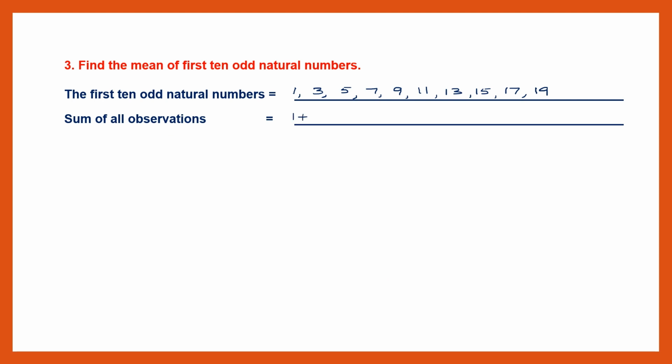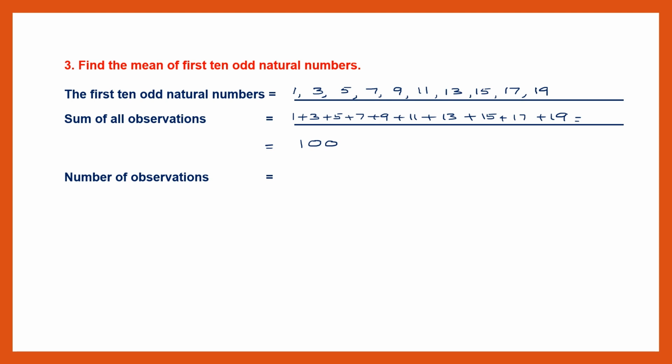So that will be 1 plus 3 plus 5 plus 7 plus 9 plus 11 plus 13 plus 15 plus 17 plus 19. We need to add up these numbers. So when you add up these numbers, you get 100. So we've got 100 as the sum of all the observations.